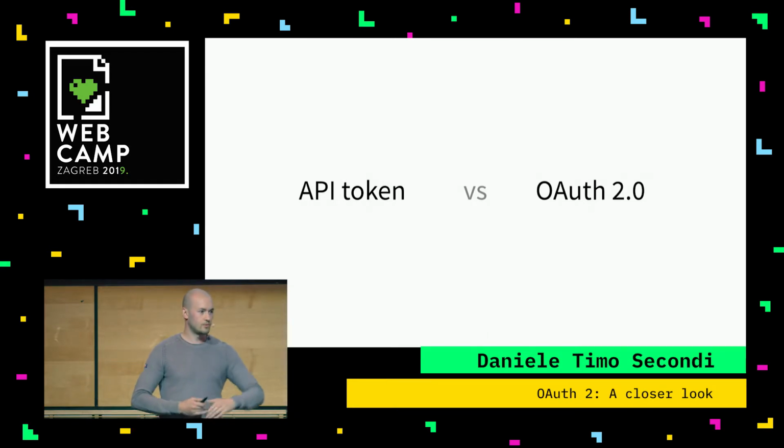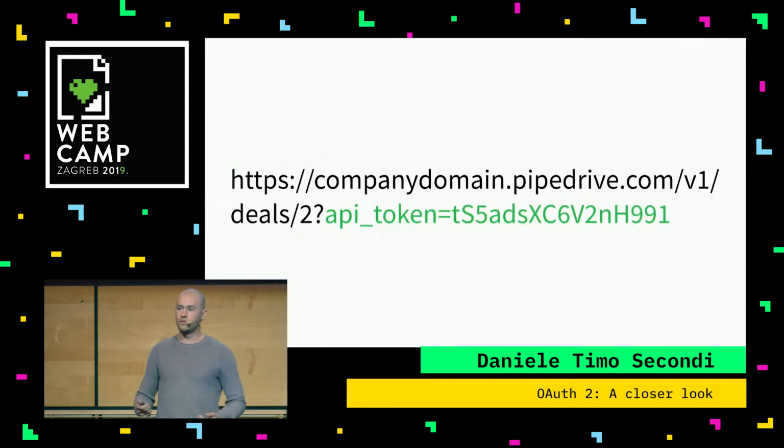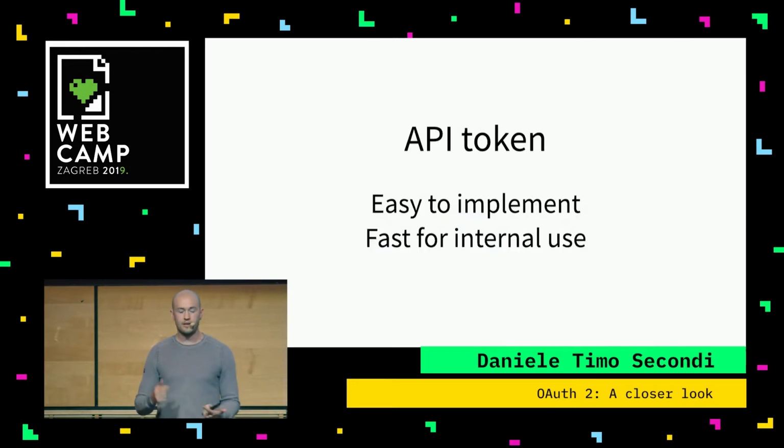Again, you're all probably familiar with API keys. Who here knows what an API key or an API token is? Okay, it's pretty much like a password. It's a string that you can include with your API calls to authorize them. It's probably the simplest way to authorize API calls. It's easy to implement and it's fast for internal use. Like if you want to build an integration that is just for your company, something you have 100% control over, and you're the only user, API keys are probably the fastest way to go.